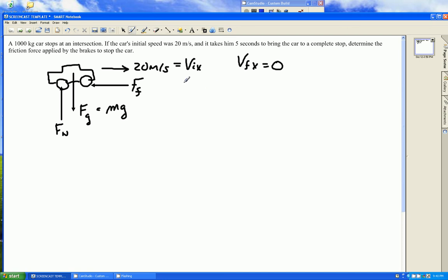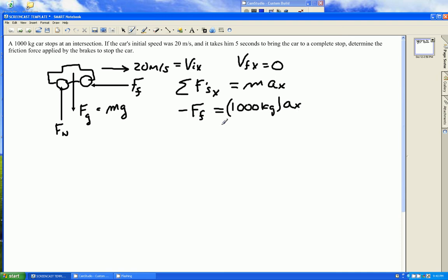Okay, so now we're going to apply Newton's second law. The sum of the forces in the x direction, since that's where all the action is, equals the mass times the acceleration in the x direction. Translating this to what we have on the free body diagram, we have a friction force, and since it's in a negative direction, I'll put the negative in there. You don't have to do that; it should come out negative anyway. That is equal to 1,000 kilograms, which is the mass of the car, times the acceleration in the x direction.